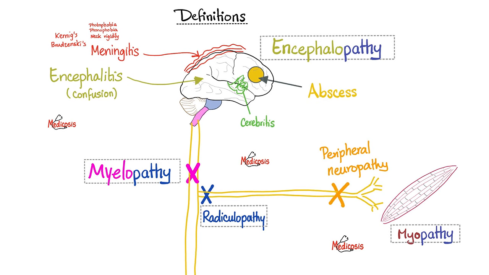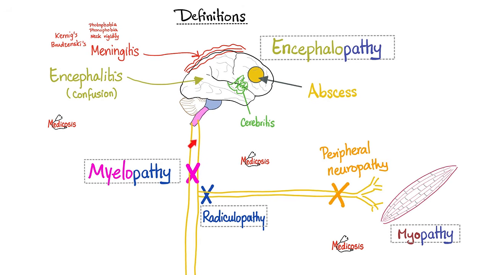Let's say that I have inflammation of the brain substance itself. This is called encephalitis. Let's say that the inflammation is just in the cerebrum, not the cerebellum, not the brainstem, not the basal ganglia, just the cerebrum. This is cerebritis. A collection of pus in the brain is brain abscess. If it's in the cerebrum, cerebral abscess to be specific. Inflammation of the meninges that cover the brain and the spinal cord is called meningitis.